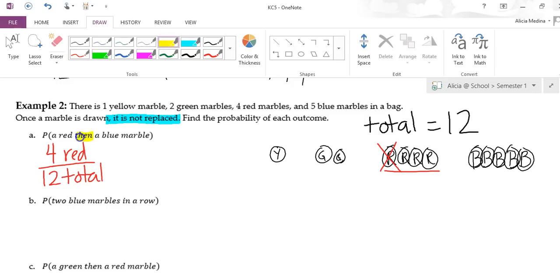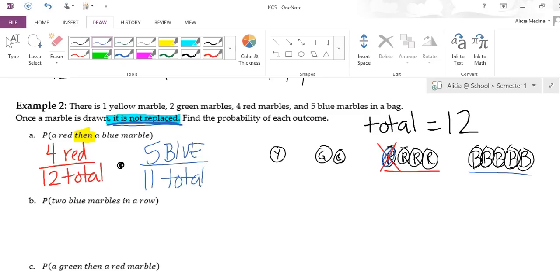The word then is the same as and, so I'm going to multiply. Then I want to pick a blue marble. So how many blues can I pick from? Well, I have these 5, right? So I have 5 blue, but out of how many did I get to choose from? Well, the fact that I already took this red one out, I don't have 12 anymore to pick from. I have 1 less than that. So that's why this is only going to be out of 11, because it told me I'm not replacing it.